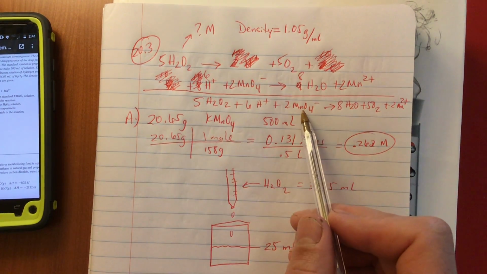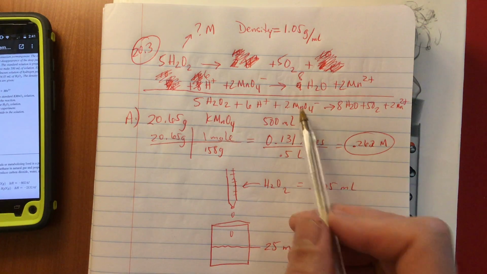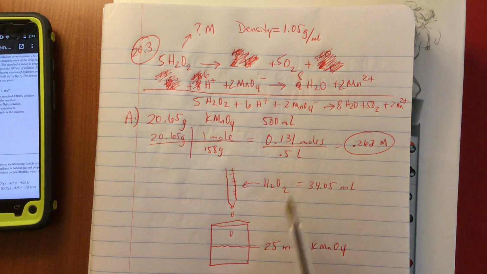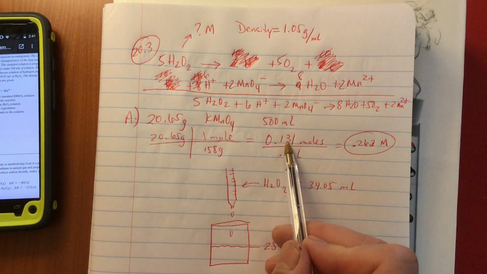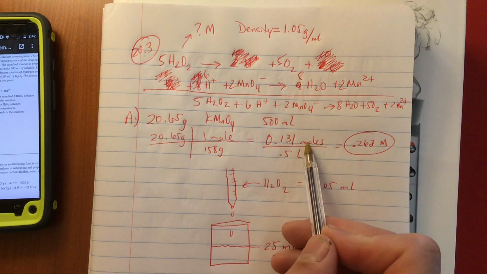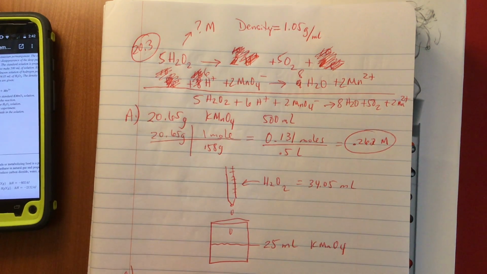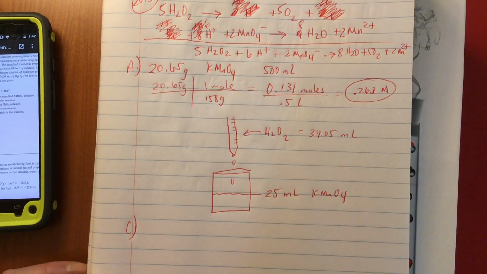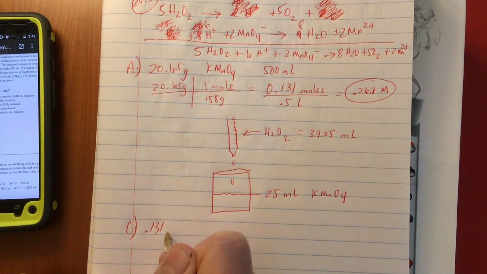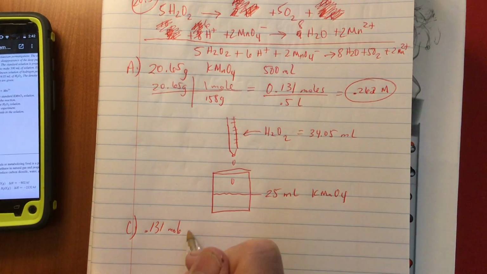Actually, what we can do is figure out the moles of permanganate that was in the beaker. I think we know that from right here. So we had 0.131 moles of permanganate ions floating around in our beaker, and that has been completely reacted. So to figure out C, we can take our 0.131 moles of permanganate.